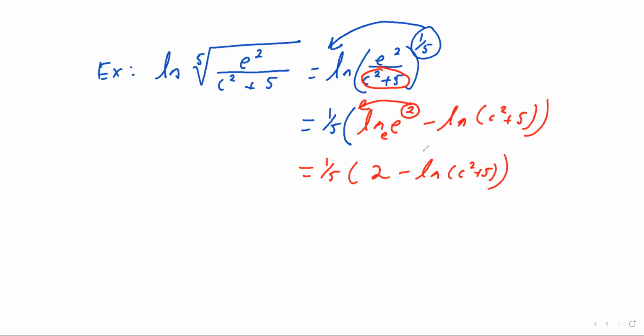I'm good with you staying at this point. Some books might have you distribute. So again, I'm good here. You might have to go a little bit further and say this is 2/5 minus 1/5 of natural log of C squared plus 5. I don't require that. I'm good at this point. All righty. So that's pretty good there. I don't think I can make that any trickier.